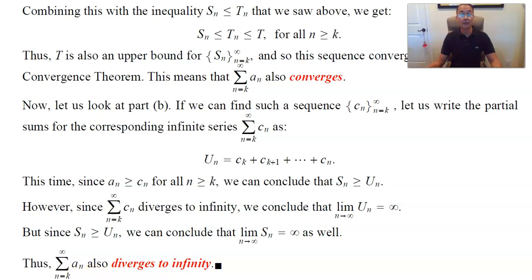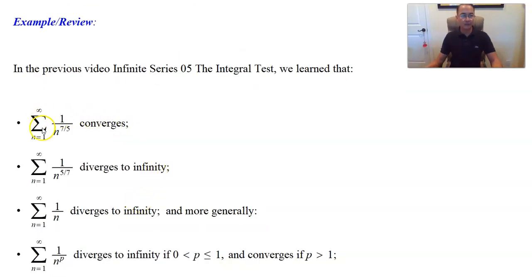All right, let's go to our workroom and look at some examples. So I thought it would be fun if we reviewed three of the examples that we saw in our last video. Our first example was summation 1 over n to the 7/5. 7/5 is bigger than 1, so this is a convergent p-series. We changed 7/5 to 5 over 7, flipped the exponent, and we saw that by the integral test, this series diverges to positive infinity.